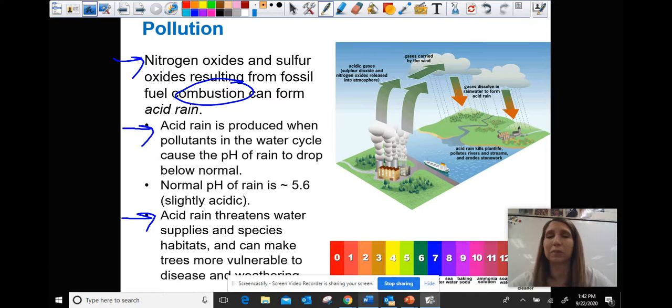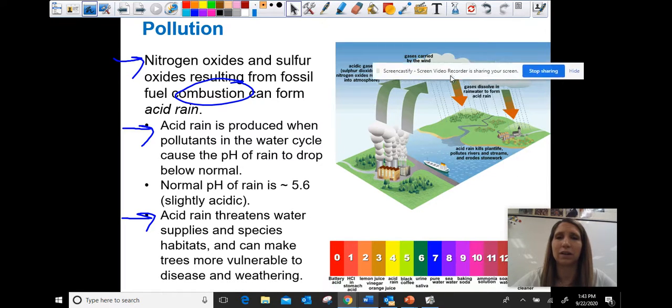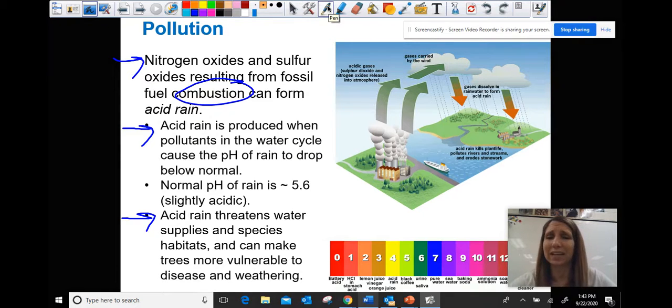Acid rain is something you've probably heard of before, but acid rain is actually not something that you probably understand that well, because usually I think when we hear that term, acid rain, we're kind of confused because it's not exactly what it sounds like. So acid rain is produced when we have pollutants that cause the pH of rainfall or snow or sleet to drop below the normal level. Normal rain pH is about 5.6, which is actually already slightly acidic.